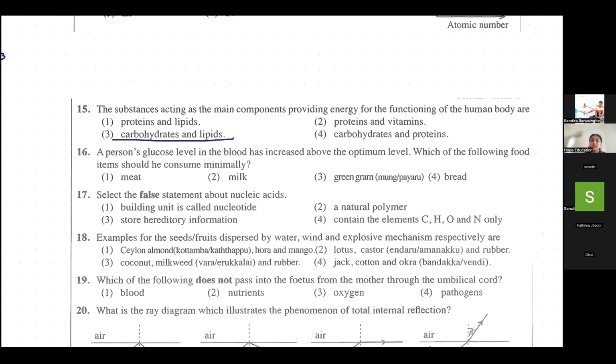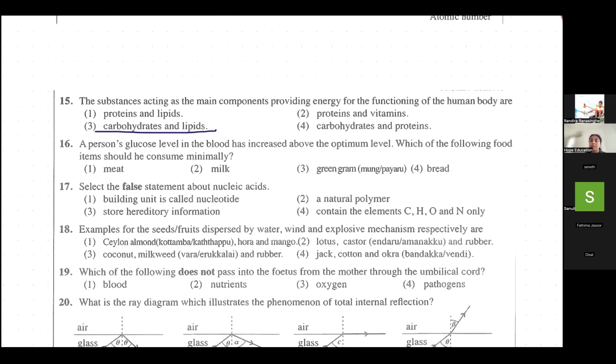A person's glucose level in the blood has increased above the optimum level. Which of the following food items should he consume minimally? Meat has mostly proteins, yes. So that will not be a big issue. We are talking about the glucose level.